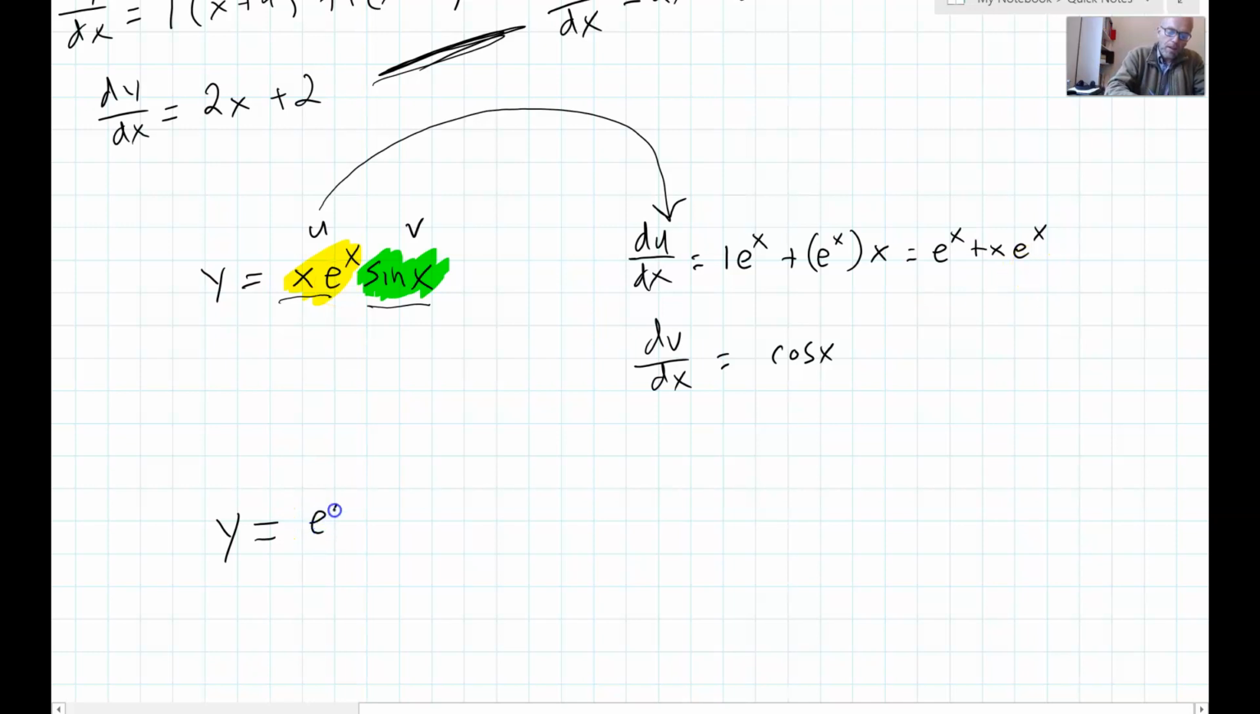That would be e to the x plus x e to the x, times v, that's sine x. And then I need the derivative of v, which is right there, cosine x, times my original u, which would be x e to the x.